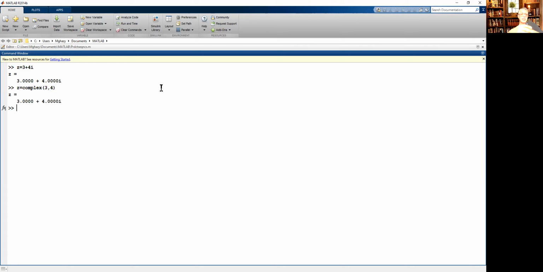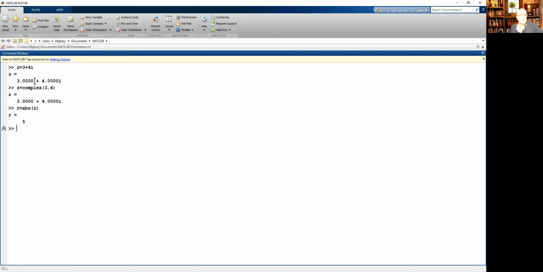Well, let's say the number 3 plus 4i was given, and you want to find only the magnitude of this one. Magnitude means the square root of 3 squared plus 4 squared. So you just write the absolute value, call it, for example, r, equal abs, and you put z. So what do you expect? The square root of 3 squared plus 4 squared, you get 5. Well, let's see what's happening there. Yes, here you go.